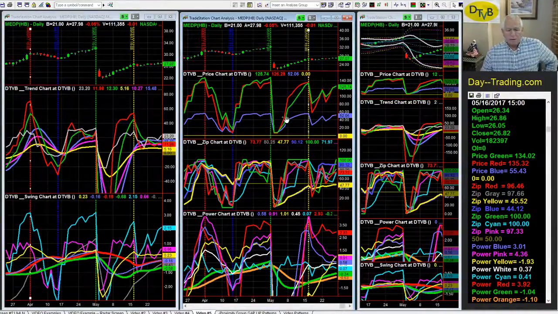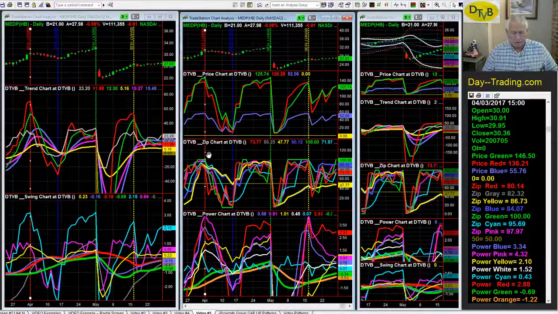Now, the red vertical line has Zip Zion at 100. It has a Zip Pink at 97.9, and then Zip Zion is under that, pretty much flat, with the other blue, red, gray, yellow going down like you normally see on the first turn of a downtrend.